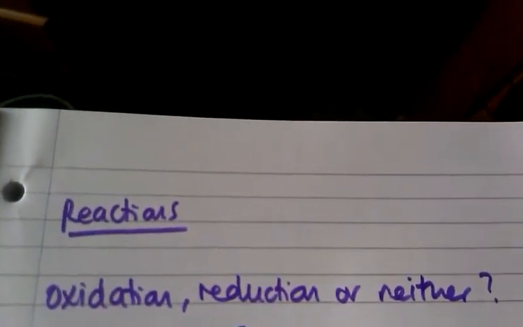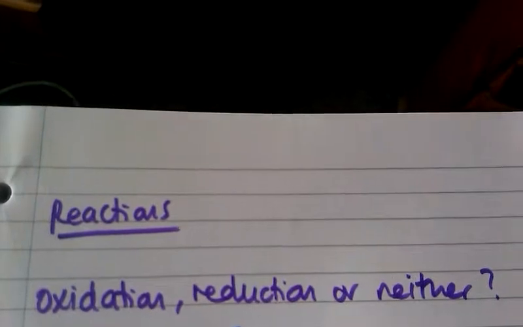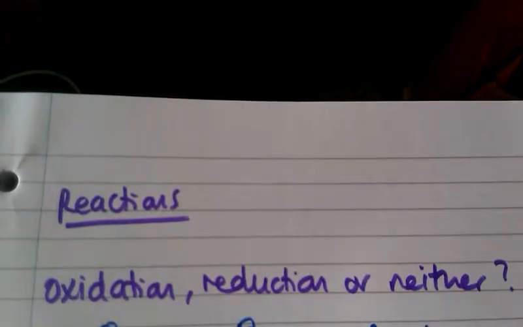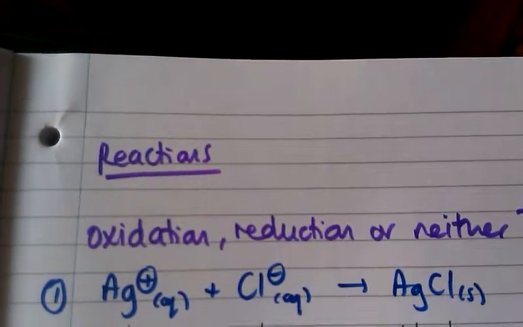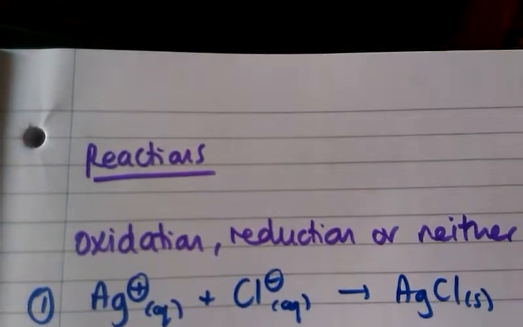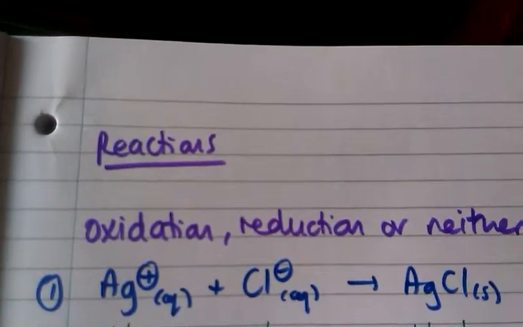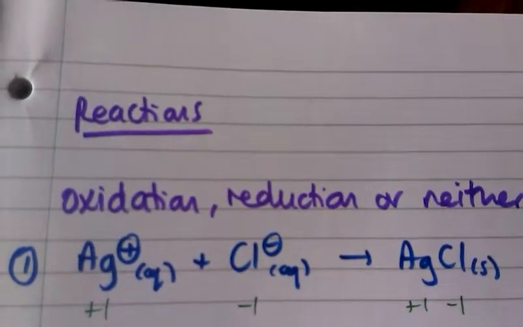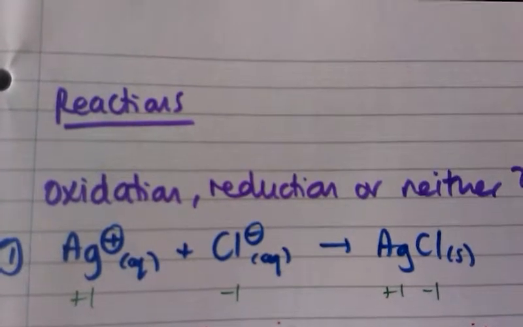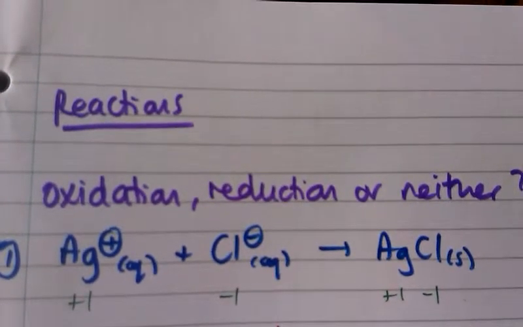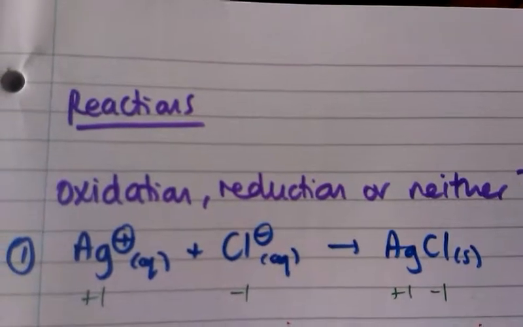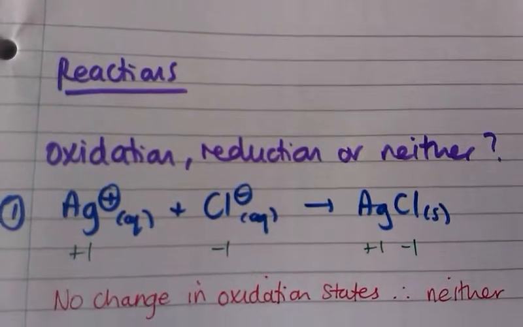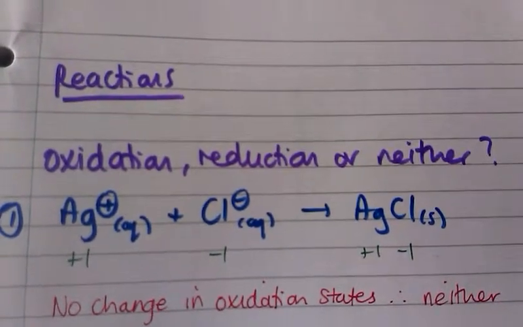Okay, so in reactions we can use the change in oxidation states to determine whether oxidation or reduction has occurred or neither. So the first example, if we have silver ions plus chloride ions going to silver chloride, the oxidation states in the reactants and the product are the same. So there's been no change in the oxidation states for both elements, and so neither oxidation nor reduction has occurred.